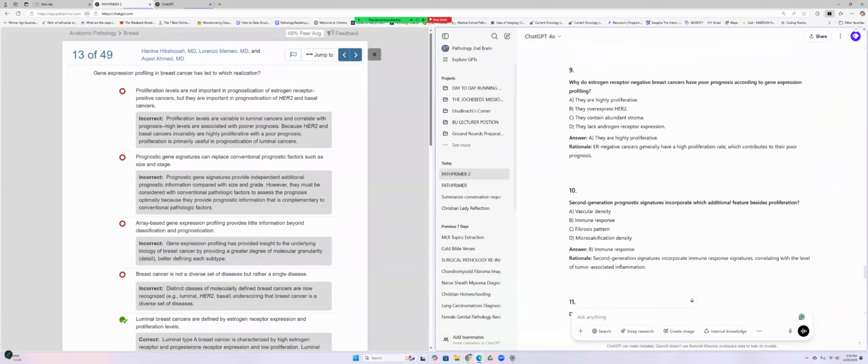Why? High proliferation. Yes, the AR positive ones have low Ki67. Remember that luminal A, which is AR positive, has low Ki67, while luminal B, which is AR negative, has high proliferation, right?